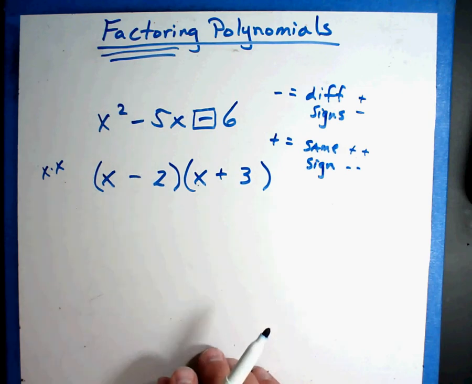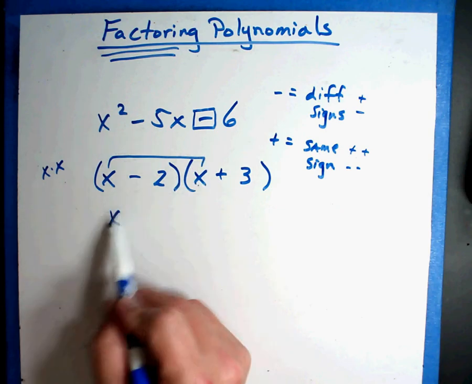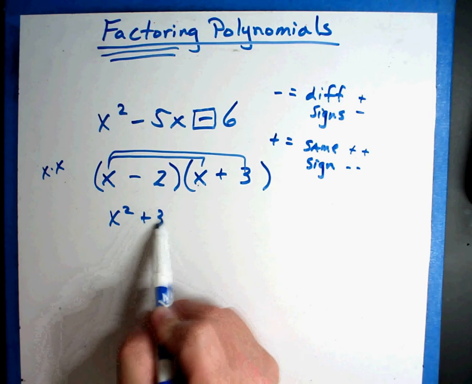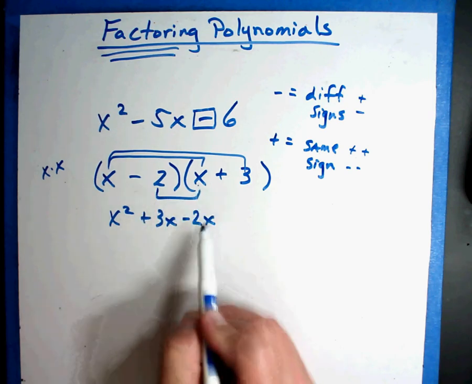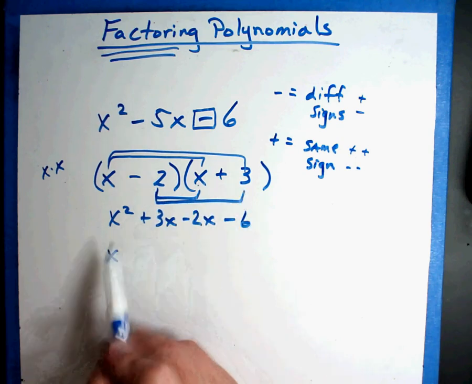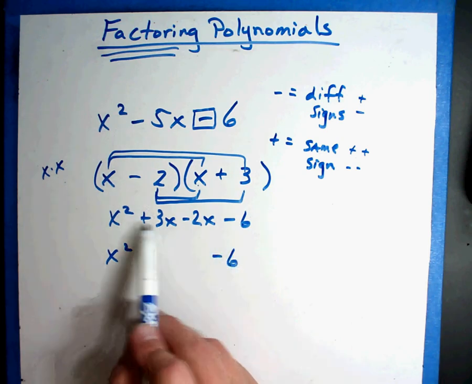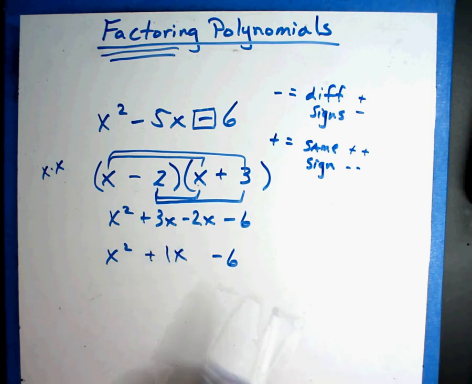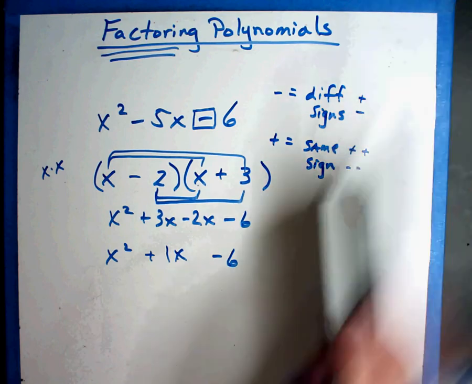So we have to check our work, see if we got it. All right, let's reverse our work. This is x squared. And this one and this one is 3x. This one and this one is minus 2x. This one and this is minus 6. I see the x squared. I see the minus 6. Plus 3x minus 2x is plus 1x. Is that what I started with? No. So that must not be the answer.